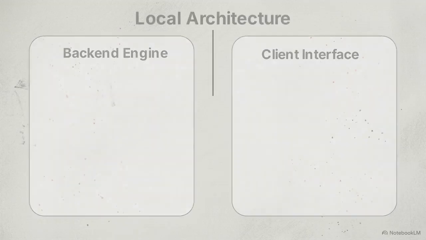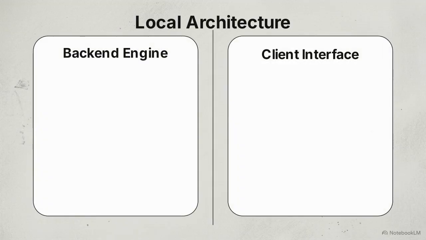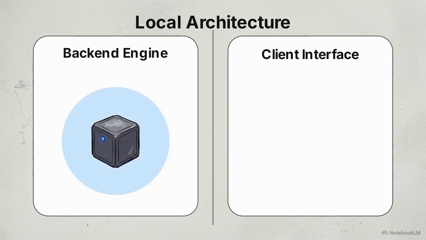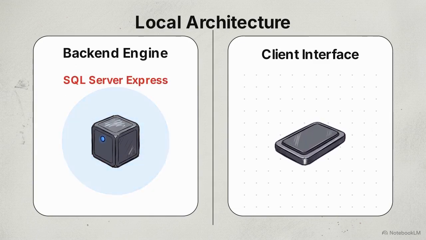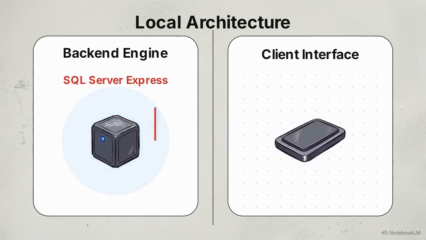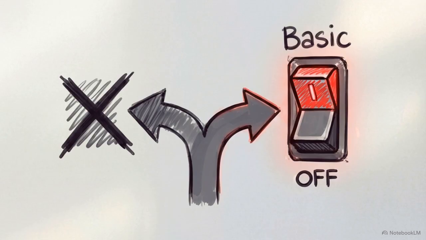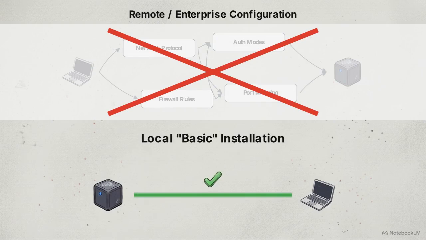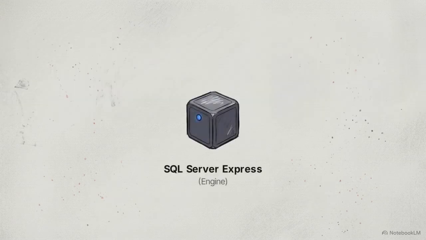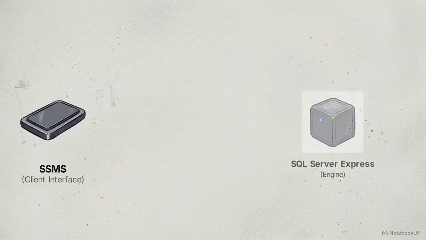A local SQL environment requires 2 separate pieces of software. First, an invisible engine to store data, and second, a control interface to send commands. We'll use Microsoft SQL Server Express as our engine. It provides enterprise features, streamlined for local development. When you run the installer, select the basic pathway. This avoids the complex configuration steps required for remote or multi-user servers. Once installed, the engine runs silently as a background process without opening its own application window.